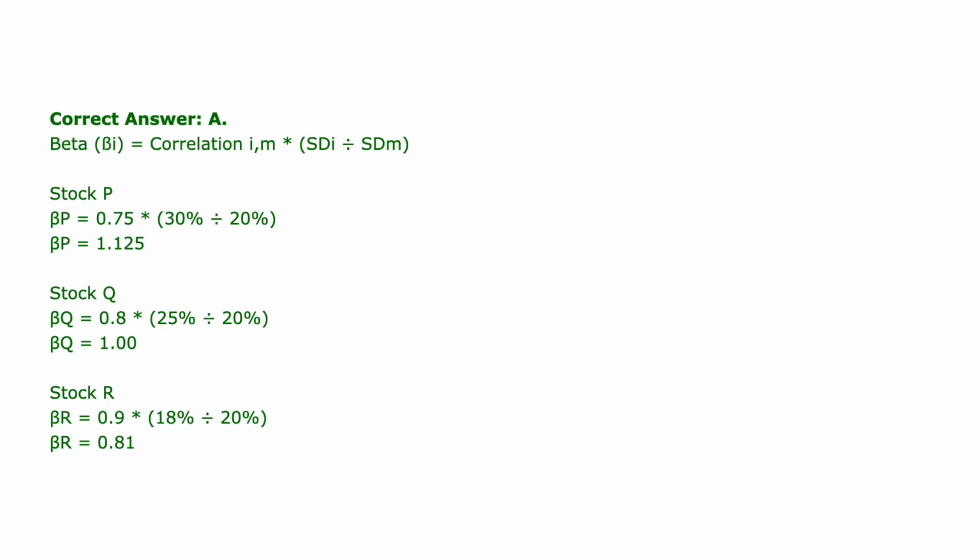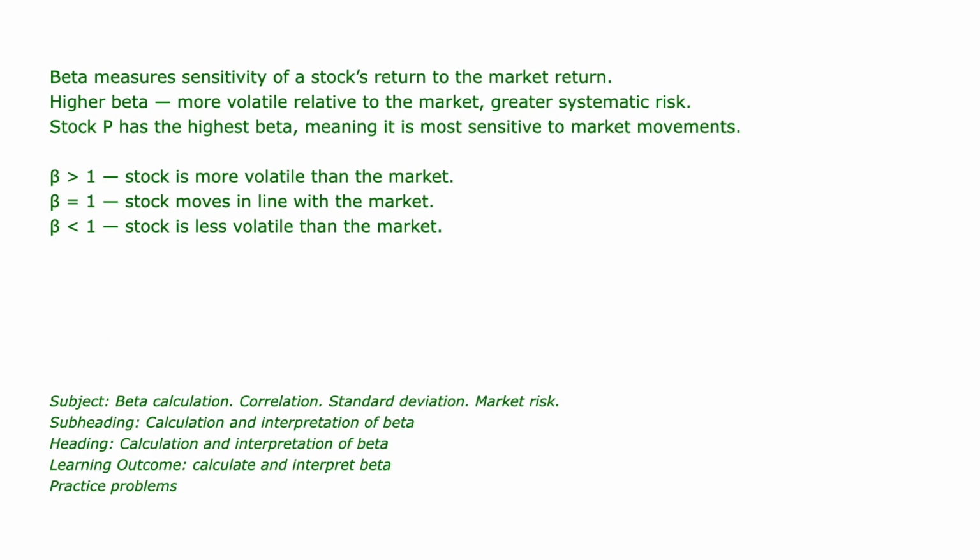Beta is calculated as correlation of asset and market, multiplied by asset standard deviation divided by market standard deviation. Stock P has the highest beta. Beta measures systematic risk, sensitivity to market movements. Higher beta means greater volatility relative to market. The calculations show P greater than 1, Q equals 1, R less than 1, confirming P has the highest.